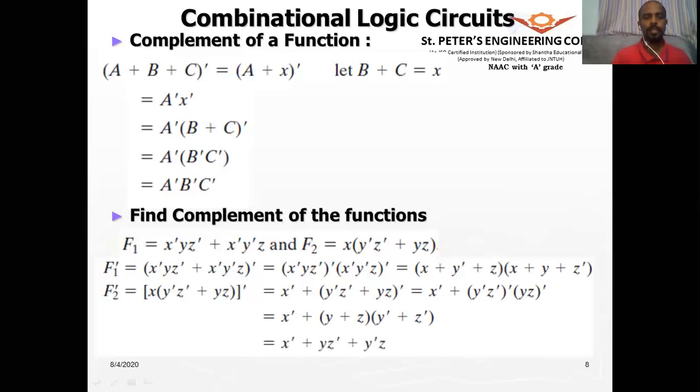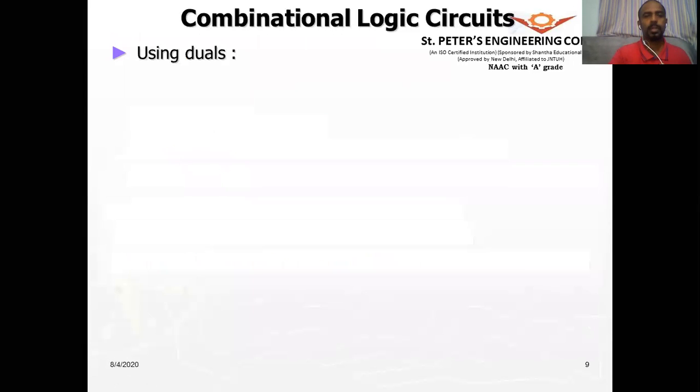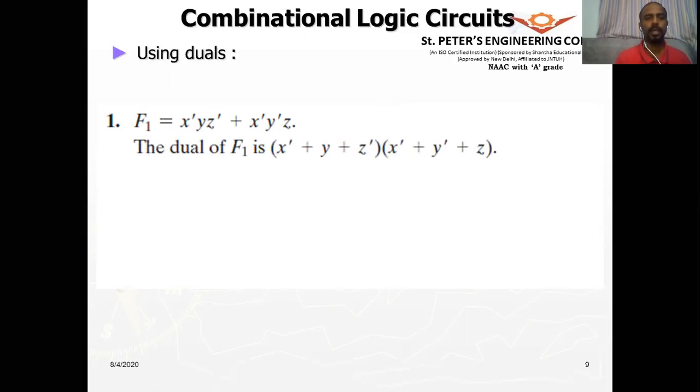Now we see that simplifying the expression is quite laborious and lengthy. Therefore, we use the duals. We can simply use the duals and find the complements. If f1 is the expression, then the dual of f1 gives the complement of that. So you take the dual of f1, which is in the ANDed form.